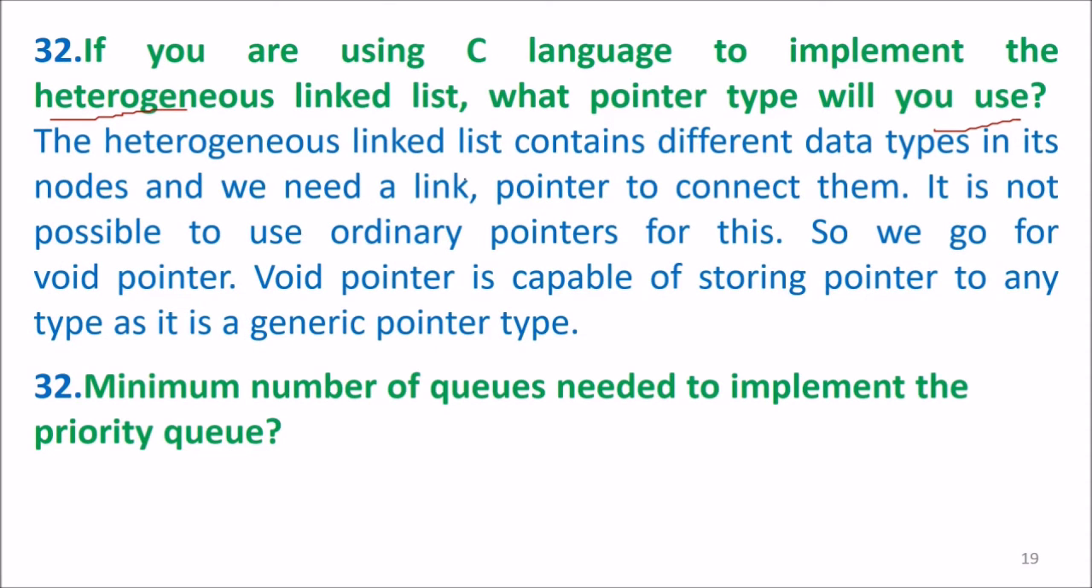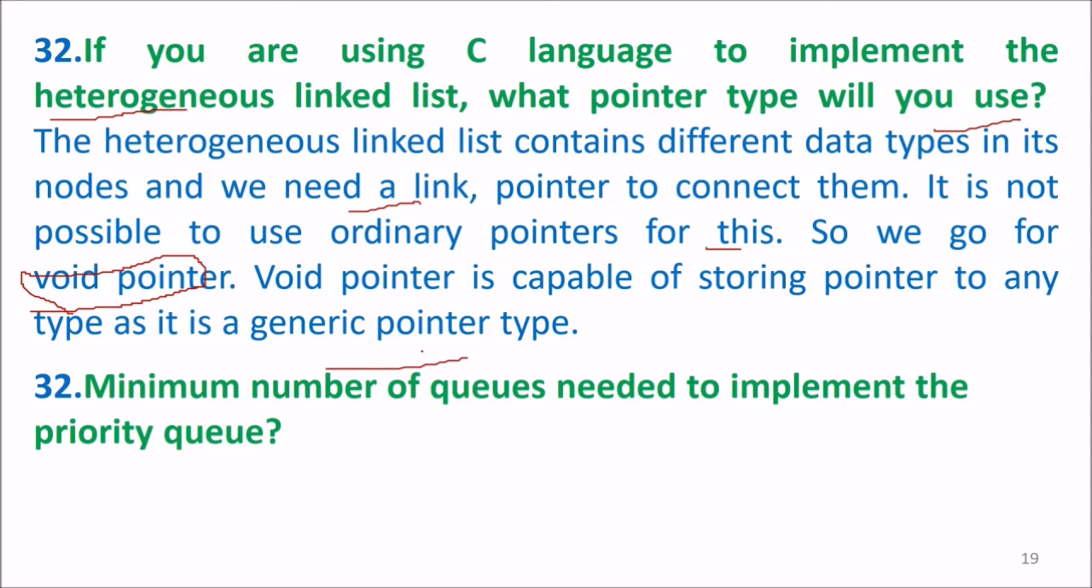So the heterogeneous linked list contains different types in its nodes, and we need a link pointer to connect them. It is not possible to use ordinary pointers for this, so we go for the void pointer. This is what I was talking about. The void pointer is capable of storing a pointer to any type, as it is a generic pointer type. Any type it can take.